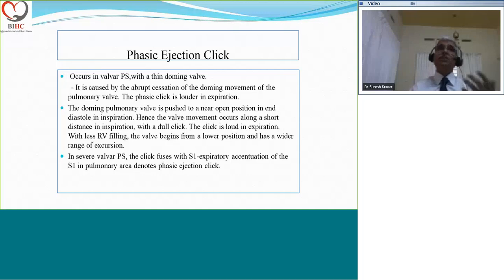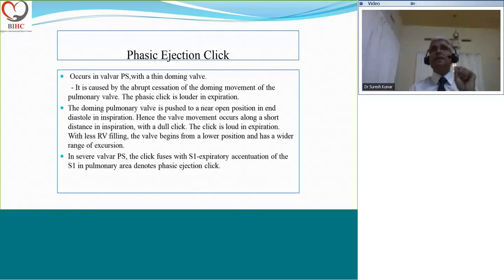As stenosis progresses, the click comes closer and closer to the first sound. The S1 click interval is an index of the severity of pulmonary stenosis. In severe, very severe pulmonary stenosis, the click is so close to the first sound that you can't distinguish the two separately. Then how do you make it out?